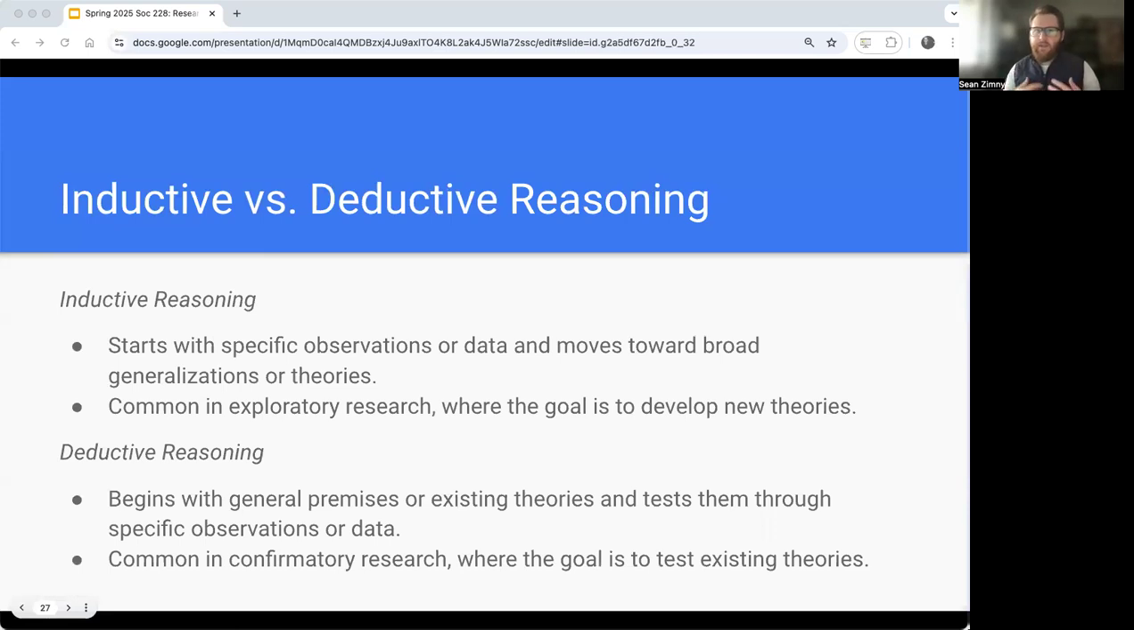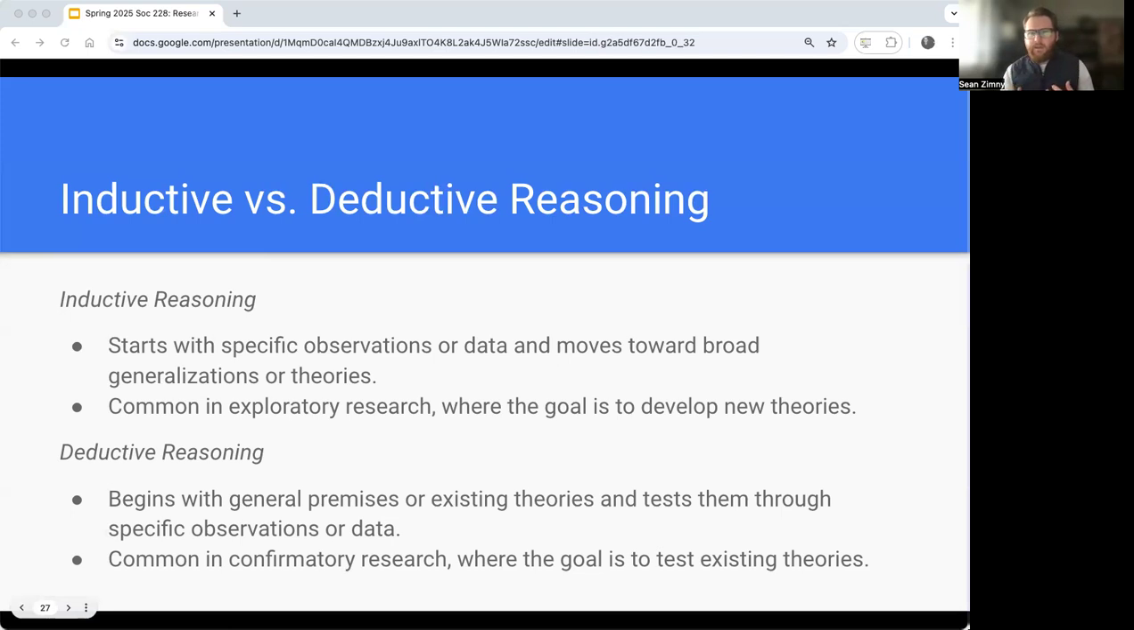So inductive reasoning starts with specific observations or data and moves towards more broad generalizations or theories. And it's really common in exploratory research where it helps us to develop new theories, whereas deductive reasoning begins with more general premises. So starts bigger or existing theories and tests them through specific observations, specific data. Really, it's in confirmatory research, so maybe testing existing theories, but you're starting broad and narrowing down, whereas inductive, you're starting specific and becoming more broad in your generalizations and theories.